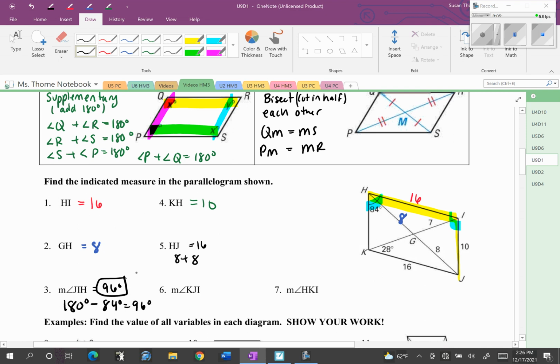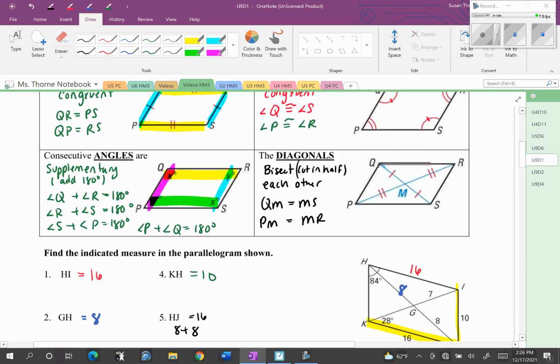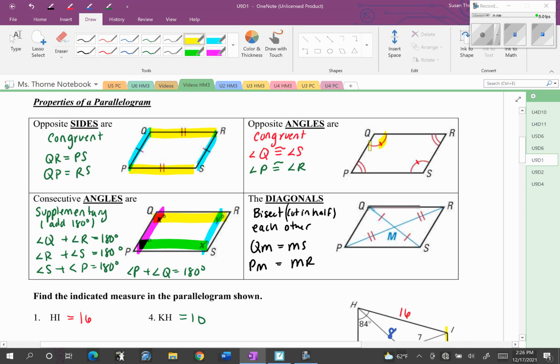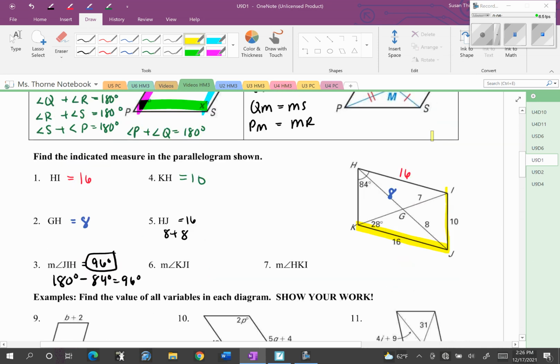And then we want to find the measure of KJI. So K to J to I would be here. So we know that we talked up here that opposite angles are congruent. So we know that that is congruent to 84. So this is equal to 84 degrees. Could you also use the fact that we just found this angle measurement over here as 96 degrees and then do 180 minus that? Sure, because consecutive angles are supplementary. That would be fine too.